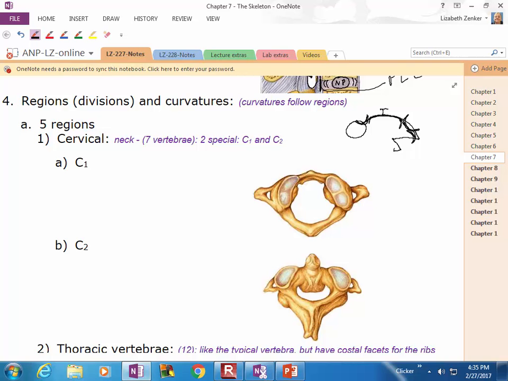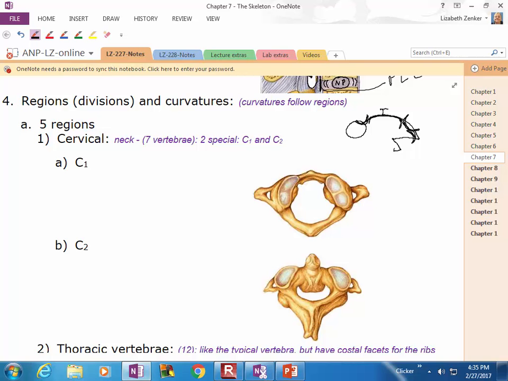So curvatures, we have some primary curves. The thoracic is the main primary curve, and the sacrum would also be considered a primary curve. Secondary curves would be ones that occur after you are born. So primary curves are acquired in utero. Secondary would be after you are born and you have to acquire it then.